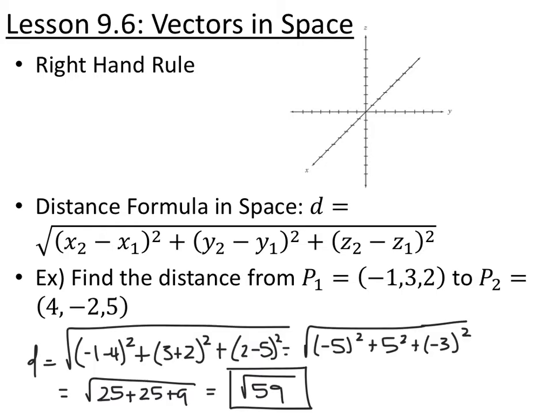So if you end up doing the distance formula and then adding on the z direction as well, you end up with -1 minus 4 quantity squared, 3 minus a -2 quantity squared, and 2 minus 5 quantity squared, which ends up being the square root of 59.